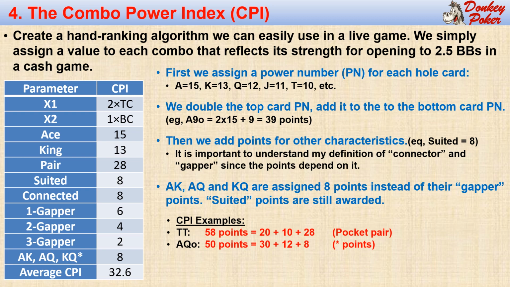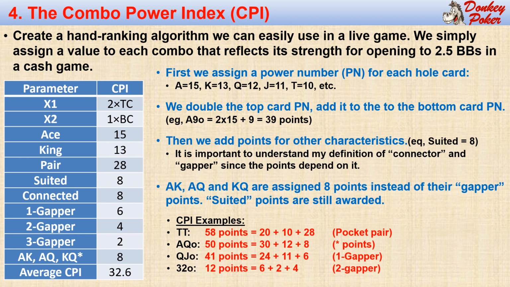Ace-queen offsuit is a 50-point hand because we add 8 points to the baseline CPI value because it's one of those special combos. Queen-Jack offsuit is a 41-point hand since we add 6 points to the baseline because it's a 1-gapper. The worst hand is 3-2 offsuit at 12 points, including 4 points as a 2-gapper.